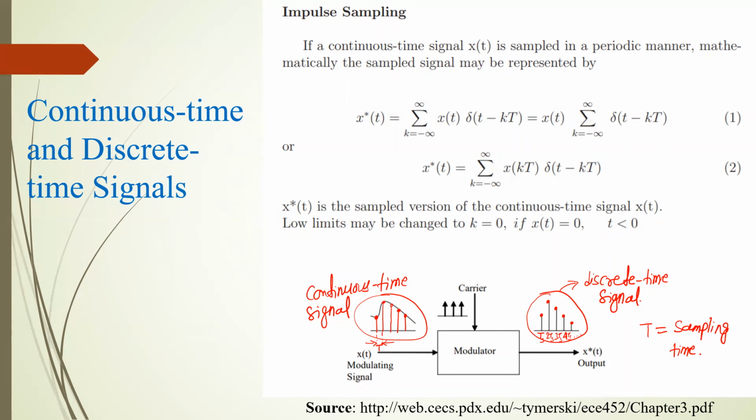Hence we can use the continuous time signal, which is x of t, and the impulse train function. We can multiply this continuous time signal and the impulse train signal to get our discrete time signal. This is our discrete time signal, and we can rearrange this and write the discrete time signal using equation 2.